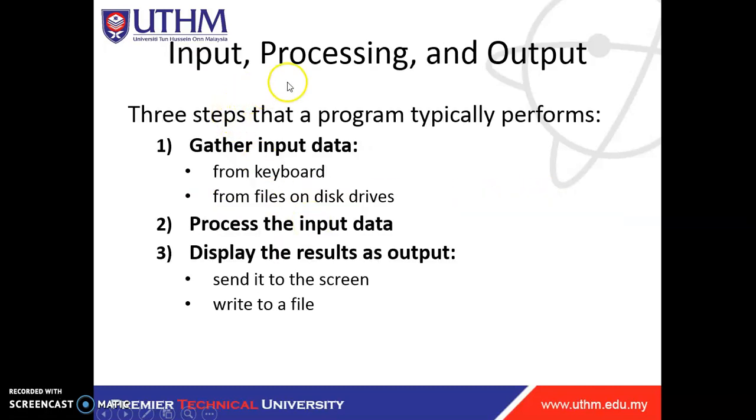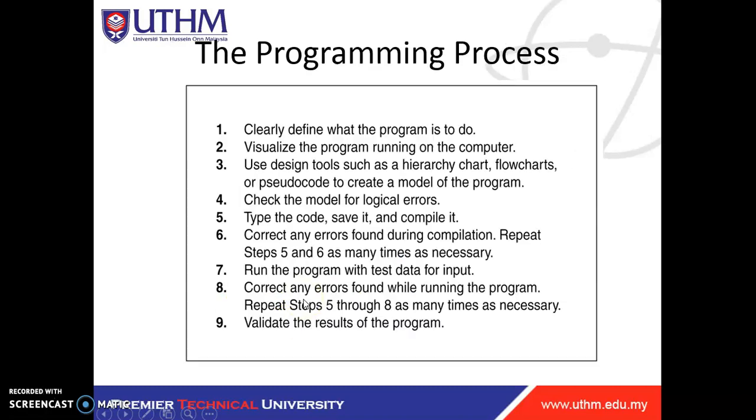Okay, so input, processing, and output. So 3 steps that a program typically performs. Okay, first, you need to have the input data from the keyboard or from the files on the disk drive. Second, you need to process the input. Like just now you calculated the area, you asked for the input of length and width. And then after that, you process the input data, so area equals length times width. And then after that, you finish it, then you display the output. Okay, send it to the screen or write to a file.